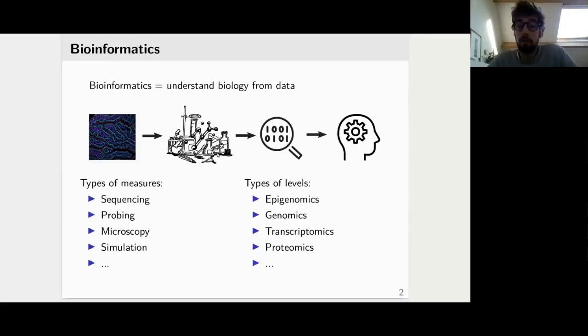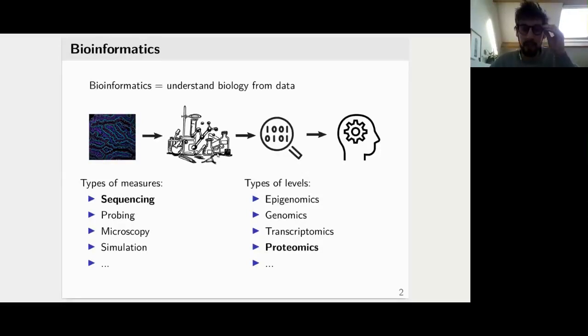There are several things we can do. So there are several types of measures. We can think about sequencing, probing, microscopy, simulations, but there are of course others. And we can think about looking at the biological question at different levels: epigenomics, genomics, transcriptomics, proteomics, and many others again. My work is focused on analyzing sequencing data in proteomics.